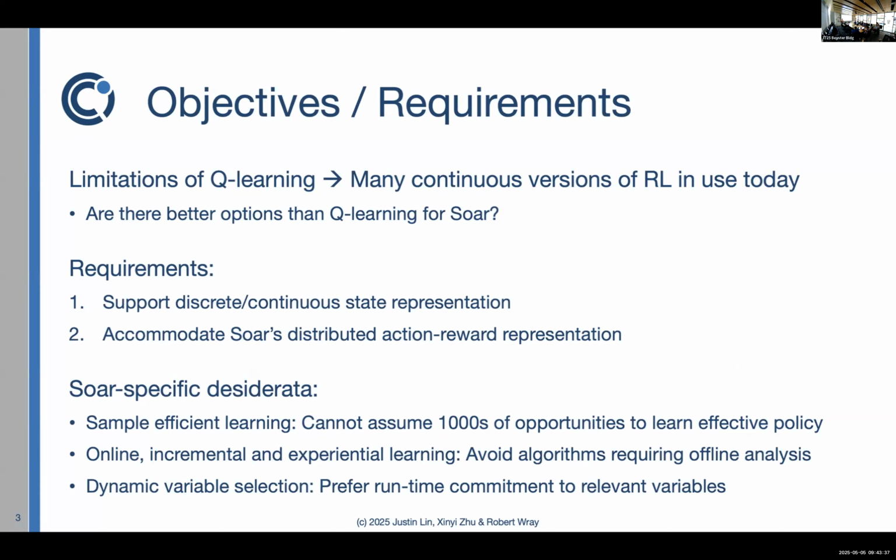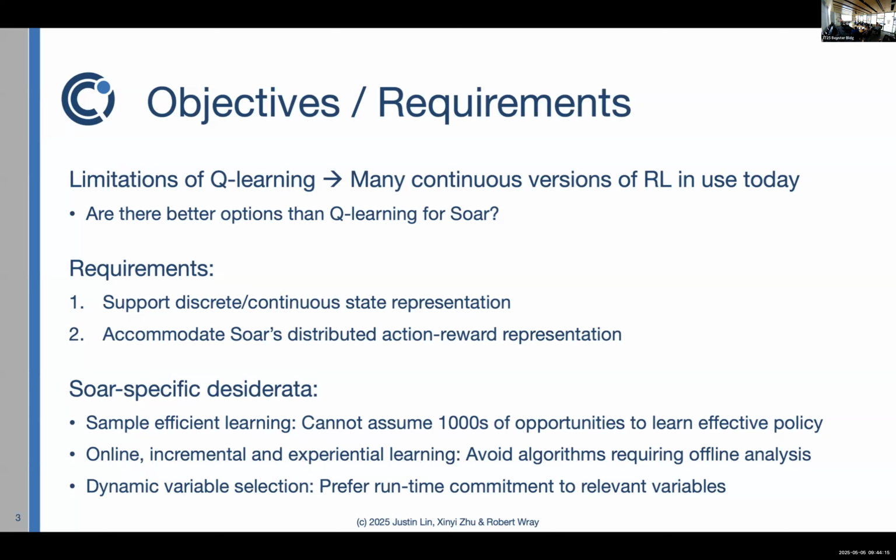So we had two key requirements. The first requirement is that we need to support both continuous and discrete state representation in SOAR. We want to deal with continuous values, but we also know that every SOAR agent is probably going to have a lot of discrete values, so we want a mix of both of those in one system. There's also the issue of the distributed action reward representation, right? I can have a bunch of different productions from different places that are contributing to my notion of reward for a particular action.